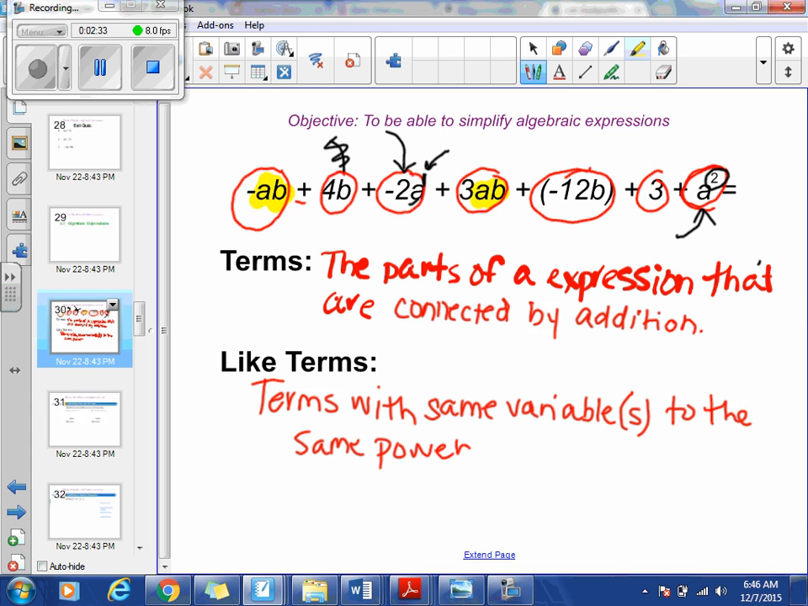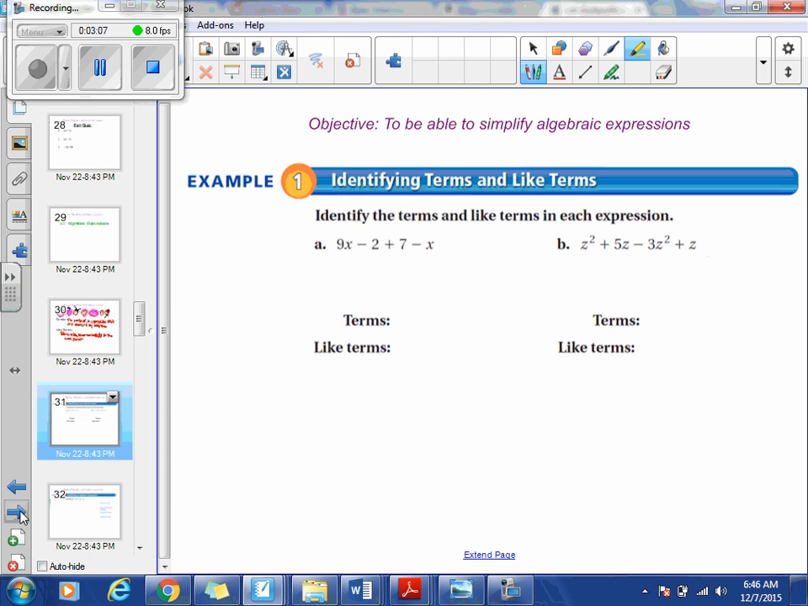So I've highlighted 2 of the like terms. We could find 2 other like terms if we so chose. We have 4b. So the variable there is b to the first power. The variable over here is also b to the first power. So these 2 are like terms. That looks like it's the only one. So we have 2 sets of like terms. The ab's and the b's are like terms with each other. Pause if you need more time to write down the definitions of terms and like terms.